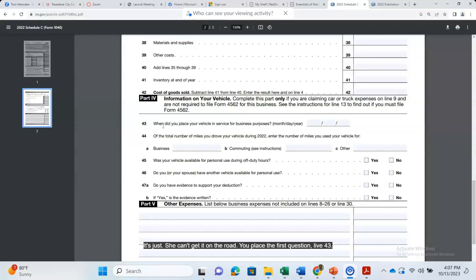When did you place, the first question, line 43: when did you place your vehicle in service for business purposes?